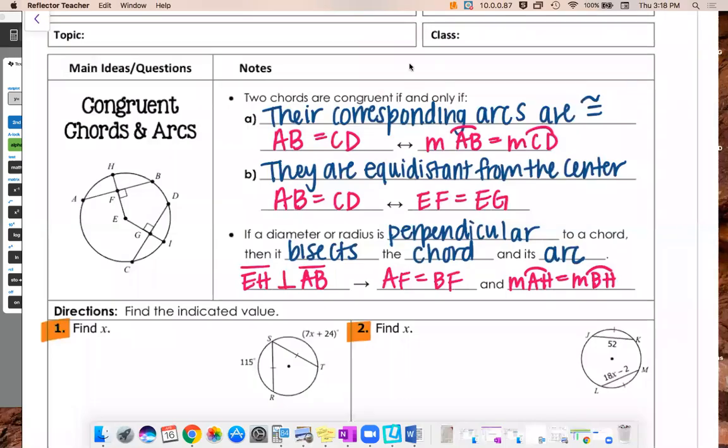Hi guys, so what we're going to talk about today is congruent chords and arcs, and there's a couple things that we have to know before we do this, so we're going to go through these notes right here. So it says two chords are congruent if and only if, so that means these things have to be true in order for their chords to be congruent.